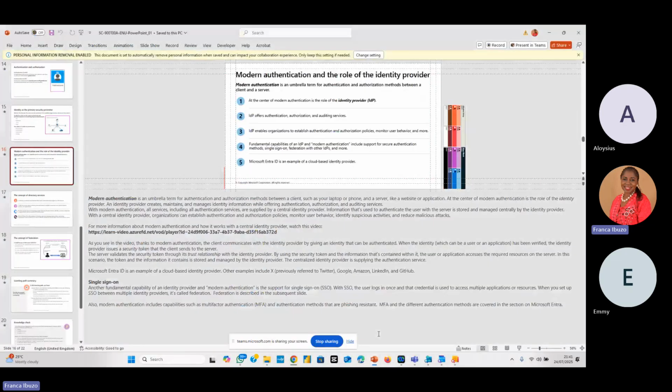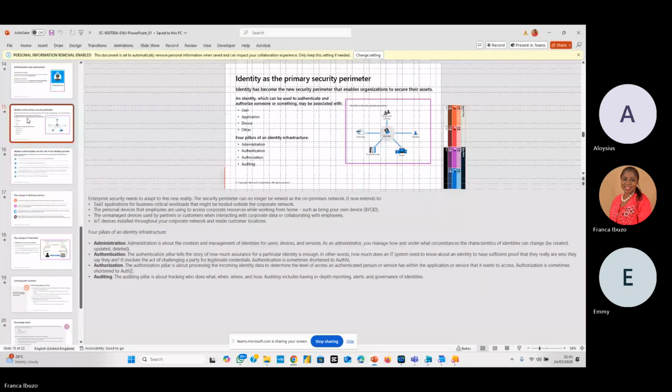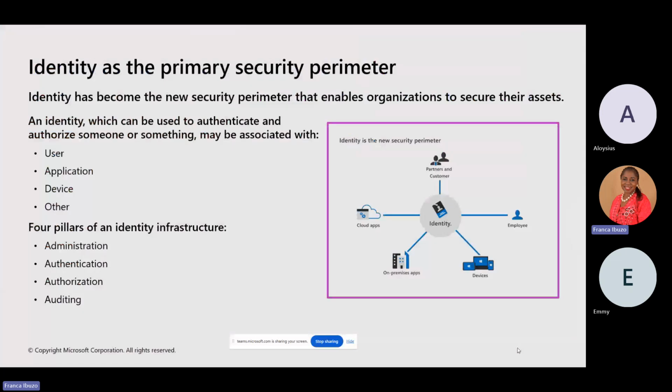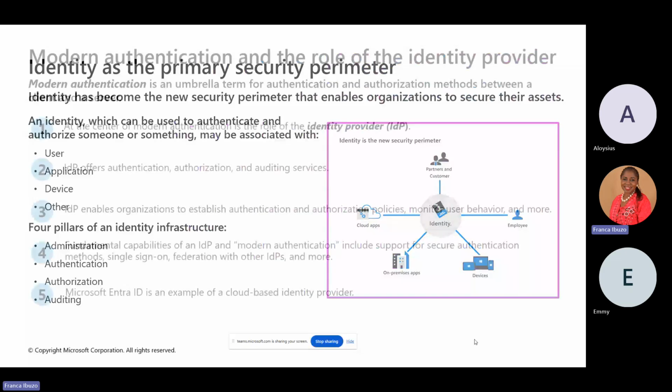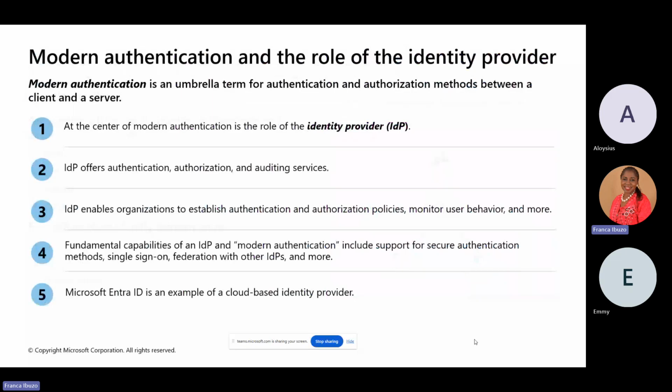We just went through, as a recap, the 4 pillars of an identity infrastructure, which are administration, authentication, authorization, and auditing. Now let's look at modern authentication and the role of the identity provider. Modern authentication, we already know what authentication is now. Yeah, you verifying that you are who you say you are.